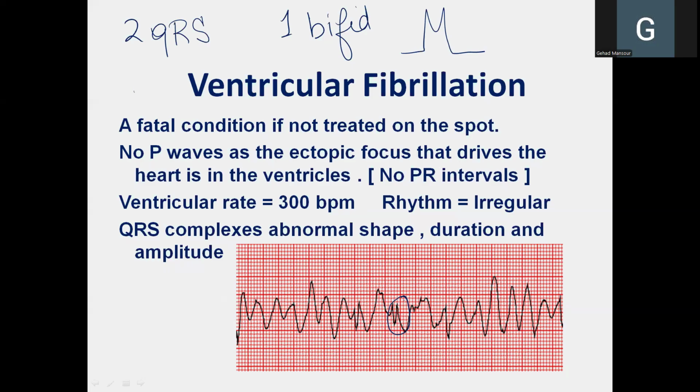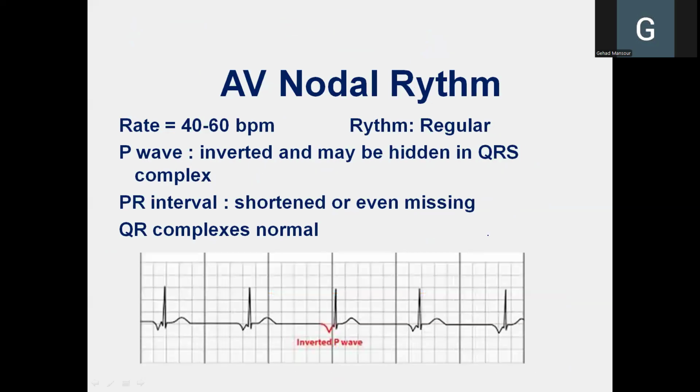You can just say that it is an irregular rhythm as indicated by unequal RR intervals. This is most probably ventricular fibrillation because you have bizarre shaped QRS complexes. The rate is very rapid and irregular. There are no visible P waves and no visible PR intervals. The QRS complexes all differ. They're not only bizarre in shape, but different from each other: they differ in shape, in amplitude, and in duration. This last statement is very important.